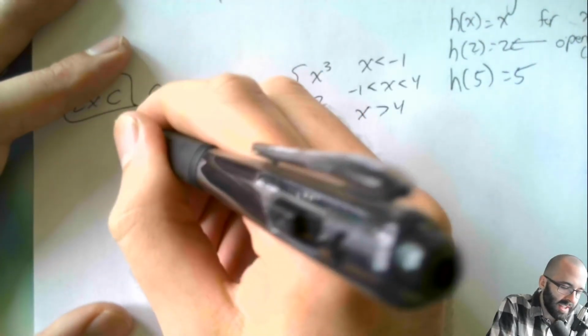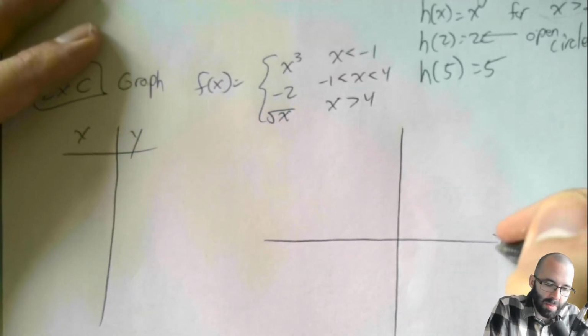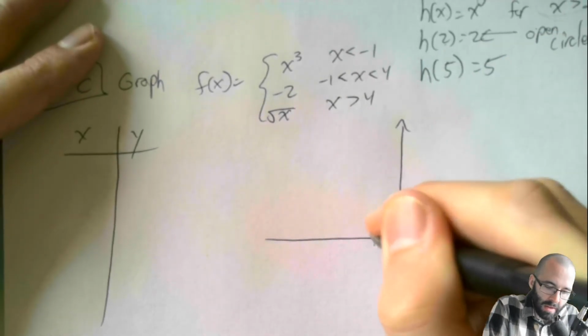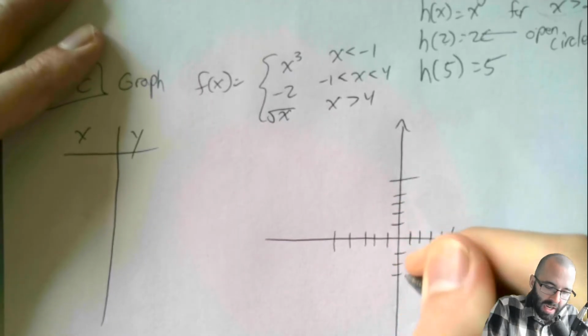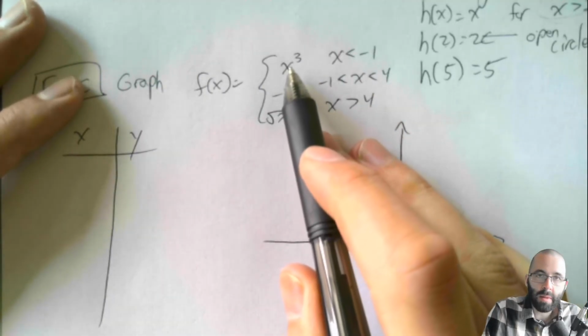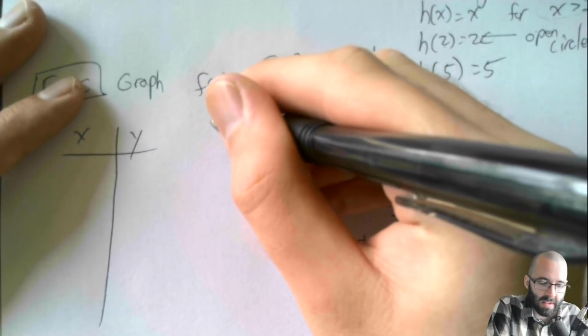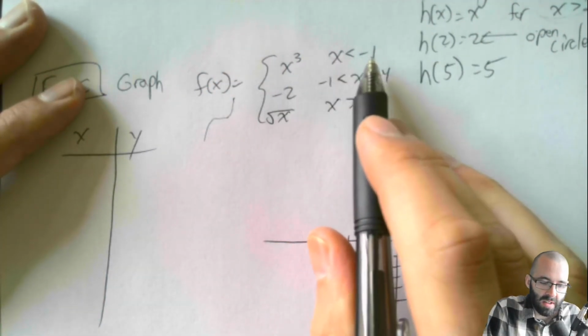We're going to make a table just like last time. Table of x's and y's. And a graph that we're going to plot this on. Again, going to have that big hash mark at 5. So the first piece is going to be a cubic. Remember what a cubic looks like? It looks kind of like this. That's going to be the first piece.